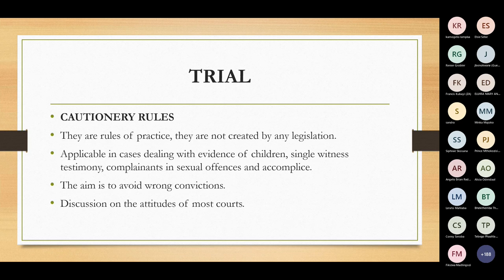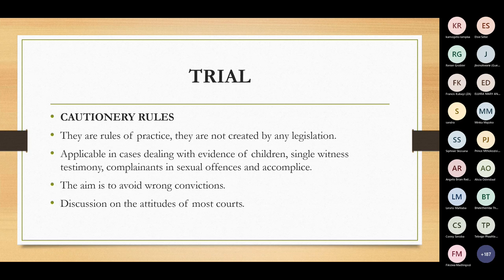There's also cautionary rules that are rules of practice that are going to be applied, but they're not in terms of any legislation. This is where, for instance, you will ask the court to take the evidence that came from a child to treat it with caution, or a single witness, because there's no corroboration of that testimony, or where there's complainants in sexual offenses or accomplices. Those type of witnesses, when they give evidence, great caution is applied to their evidence. So the aim is to ensure that we avoid wrong convictions.